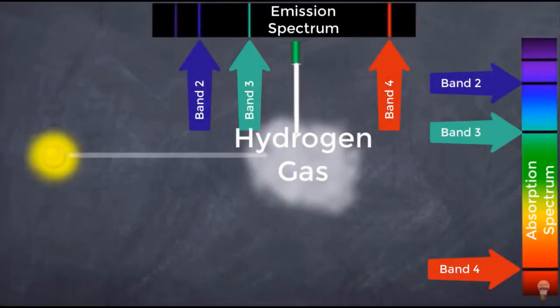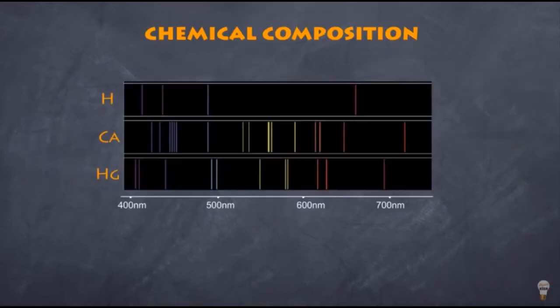Now let's start looking at how spectroscopy is used in astronomy. So the first thing is chemical composition. And before we look at the chemical composition of, let's say, our sun, let's remind ourselves that we have here three emission spectra for three different elements. So here we have hydrogen, here we have calcium, and here we have mercury.